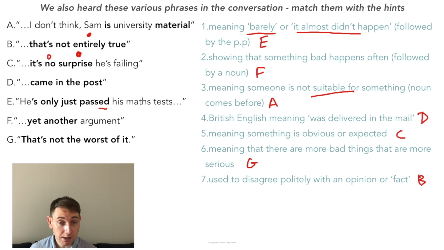Maybe we can go for this one, E as well. He's only just passed his maths test. So again, we have big stress on only, and then maybe slightly smaller stress on just. He's only just passed his maths test. Also, this is going to link, isn't it? He's only just passed his maths test. Similar thing with F, yet another. Small one here, big one on another. Yet another argument. And the last one, let's do this together. That's not the worst of it. So big stress on worst, smaller stress on that. That's not the worst of it.